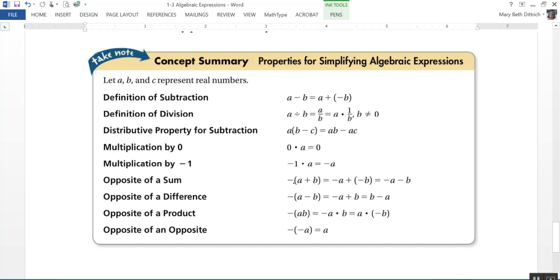The opposite of a sum. Notice that if you have this negative out in front of something added in the parentheses, or subtracted for that matter, that negative gets applied to both terms in the parentheses. It's almost as though you're distributing a -1. So that's going to give you -a plus a -b. Same thing here. This is going to give you a -a, and -1 times -b gives you a +b. The opposite of a product, so that negative is applied to either the A or the B, and the opposite of an opposite, it's like doing -1 times -1, it's positive.